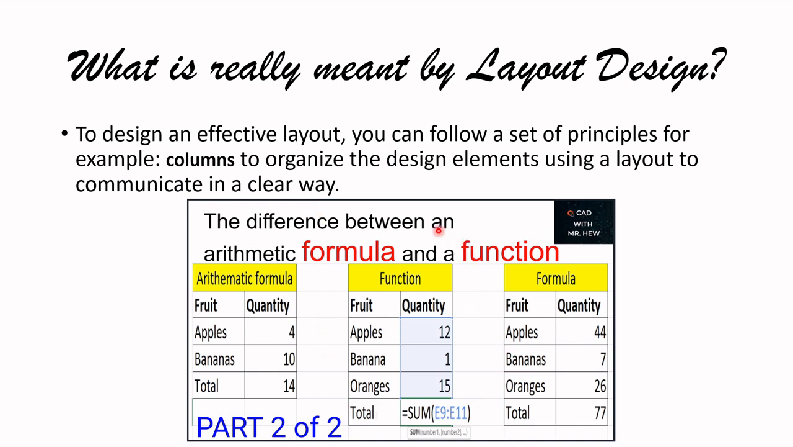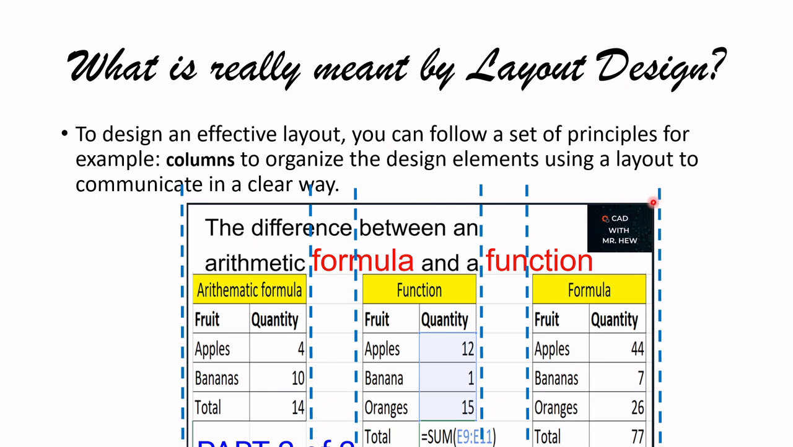Can you identify the columns here? So this was a layout design that I made for my video entitled The Difference Between an Arithmetic Formula and a Function. And it says part 2 of 2 videos. So this will tell the viewer or the reader that there are 2 videos covering the topic, the difference between formula and function, and this is the second video of the 2 videos. So this is an example of a column. Can you identify the column? There it is. The blue lines indicate the columns, right? So remember, where I have this image that says function, this will be one image, right? So there are 3 images here: the arithmetic formula, the function, and the formula, right?